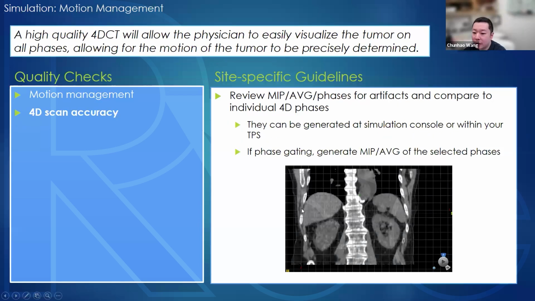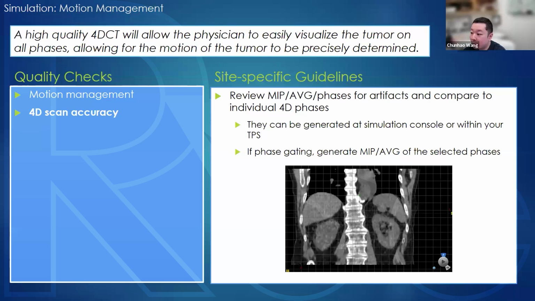All right, and for the 4D scan accuracy, just like the other sites such as lung, we have to review the MIP, average, and all phases to identify the artifacts, and compare them to individual phases side by side to see if there's any motion-related artifact. For this comparison, the MIP and average phases can be generated at the simulation console or using your TPS. In our institution, we generate the MIP and average at the simulation console, but we review the image artifact at the simulator computer as well as our TPS.